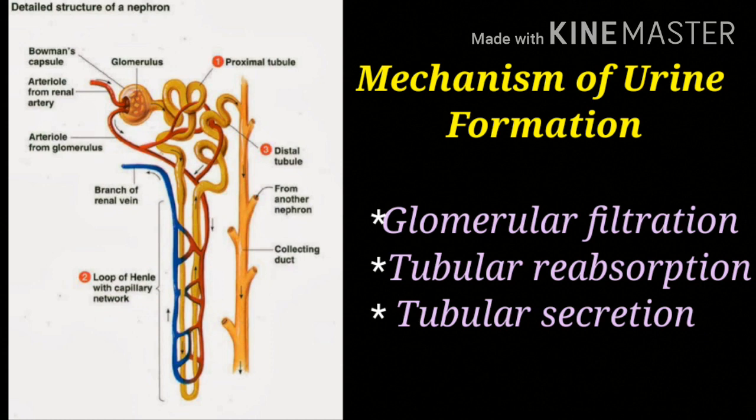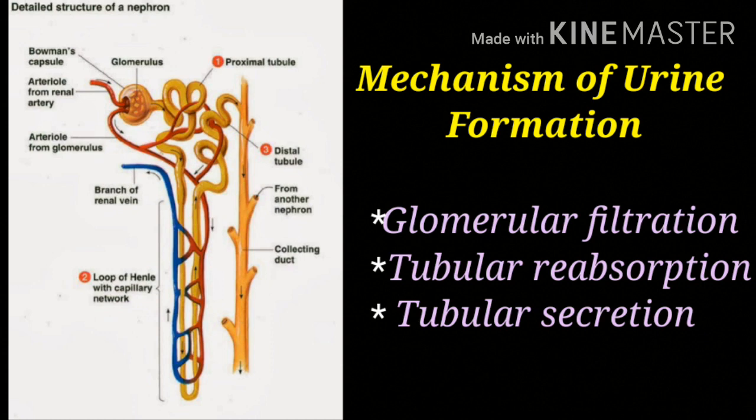Okay, once again we can see tubular secretion. Substances such as H plus and K plus ions are secreted into the tubule. This tubular filtrate is known as urine. Clear children? Have you got it?